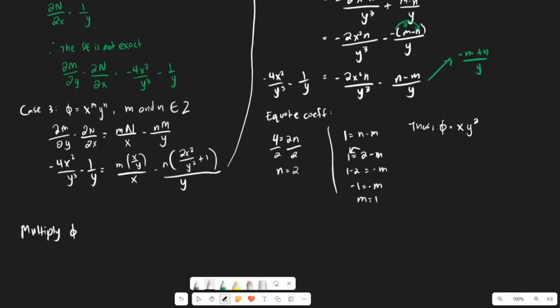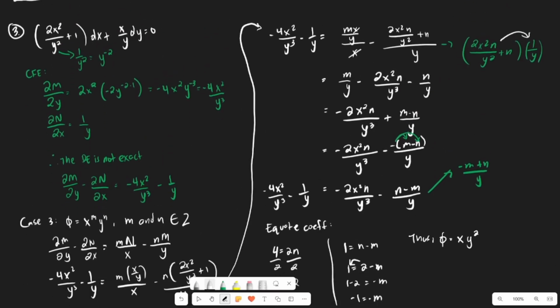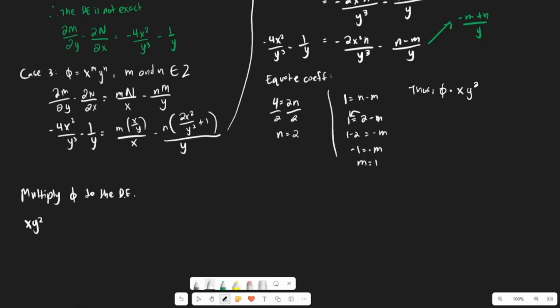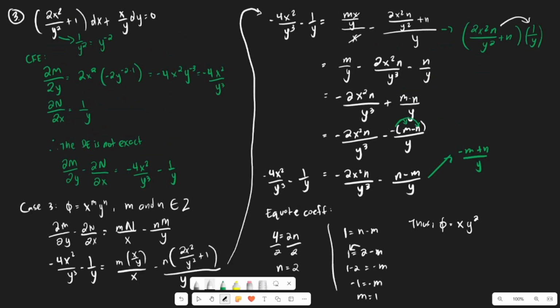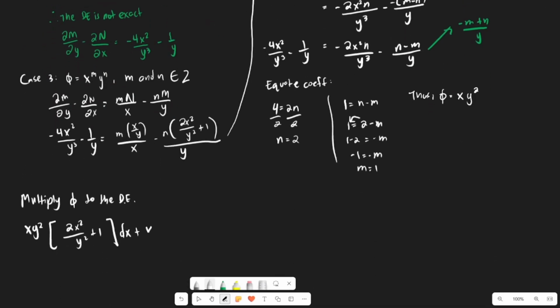So we'll have xy squared times (2x squared over y squared plus 1) dx plus xy squared times x over y dy is equal to 0.